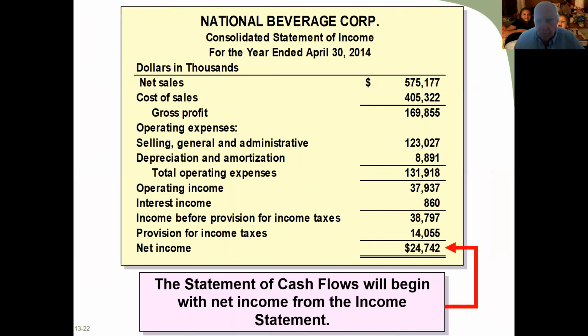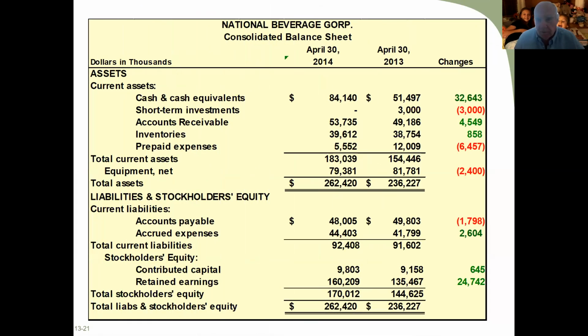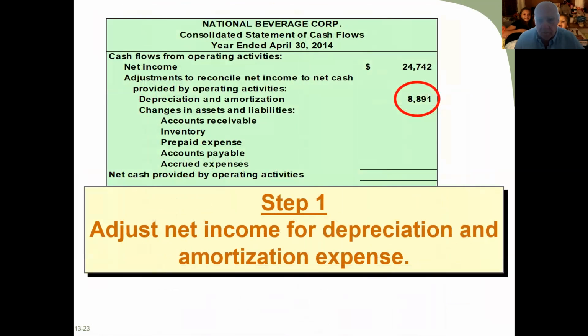There's the income statement we're going to be working with, 24,742. Cash changed by 32,643. Let's see what we do now. Here we go. First step's not too hard. You take the net income plus your non-cash assets, amortizations, maybe even have depletion in there. And we go from there.